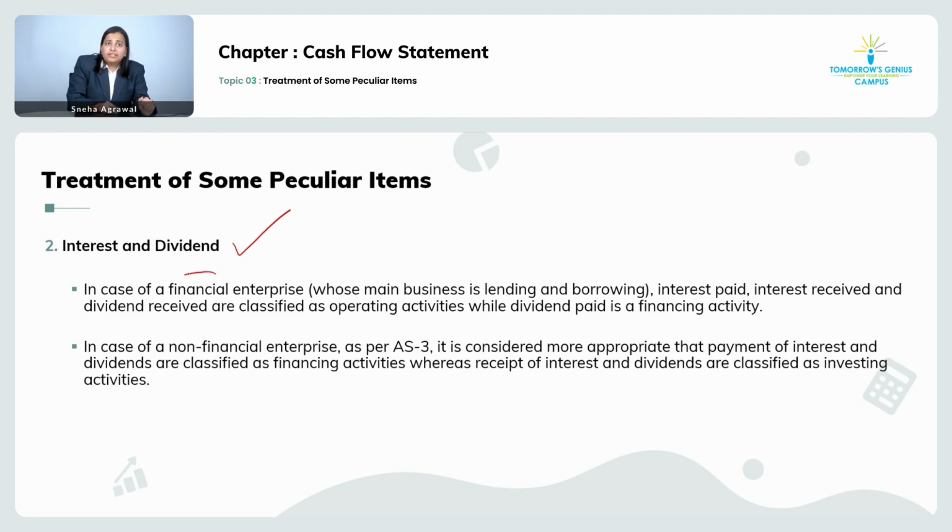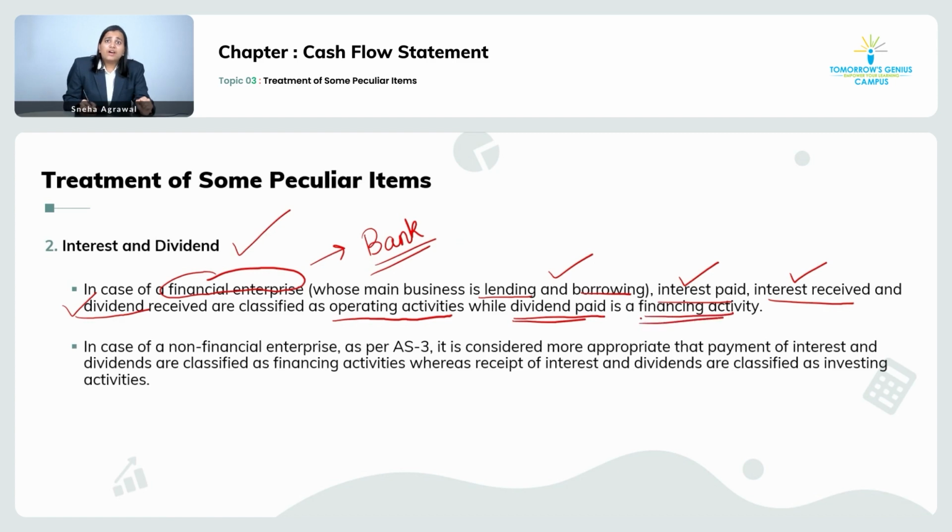Now, what is a financial enterprise? Your bank, or any other enterprise that is there to provide you loans, like a chit fund, any kind of enterprise whose main activity is giving loans, borrowing and lending. They charge you interest, and you are required to pay the interest. They receive the interest and they also receive dividend. For them, if they get any of this, like interest paid, interest received, dividend received, or lending and borrowing, it is their operating activity. When dividends are paid, it will be treated as a financing activity.